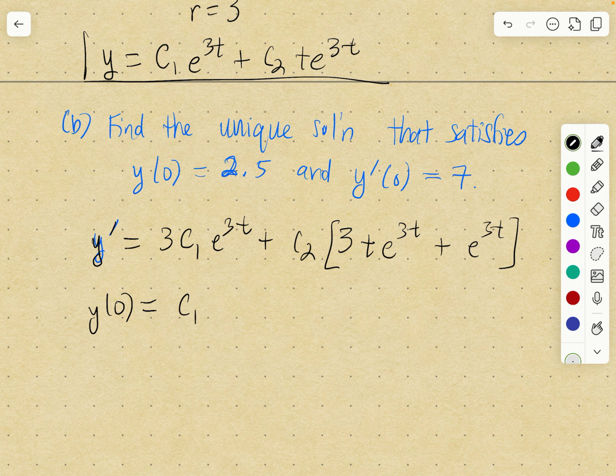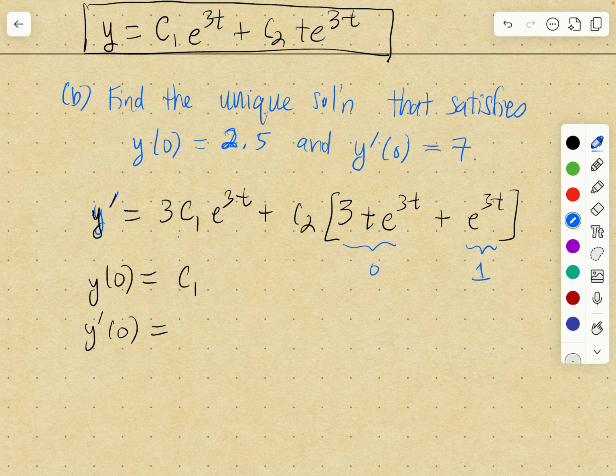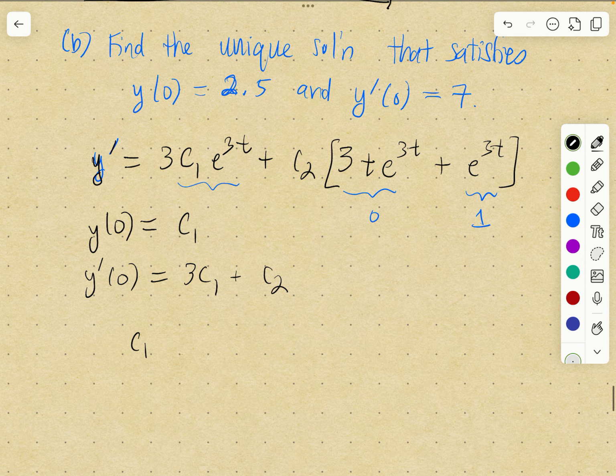That makes the algebra easier. So y of 0 is C1, and y prime of 0 is, well, when you plug in t equals 0 here, that's going to be 0, that's going to be 1, and that's going to be 3C1. So you're going to get 3C1 plus C2. So you're going to get C1 is equal to 2.5 and 3C1 plus C2 equals 7.